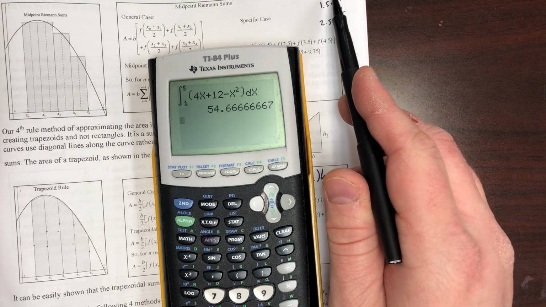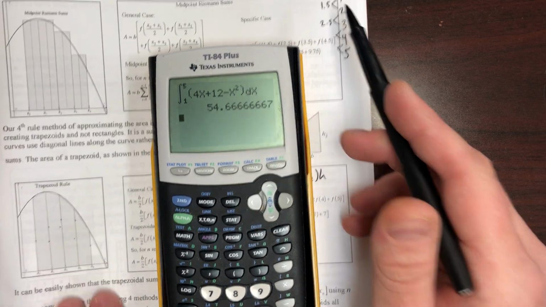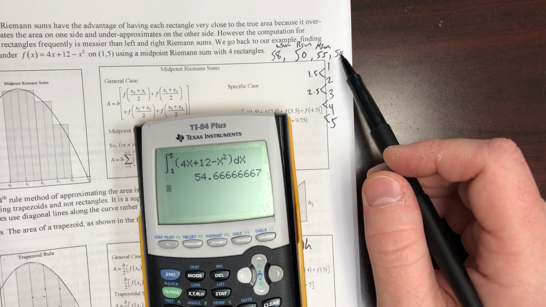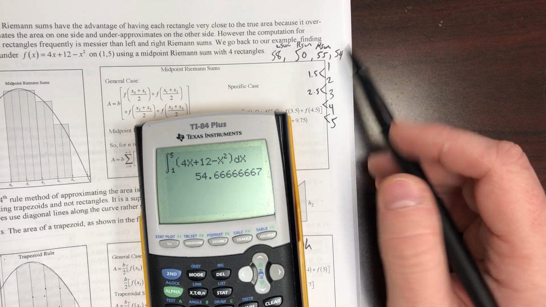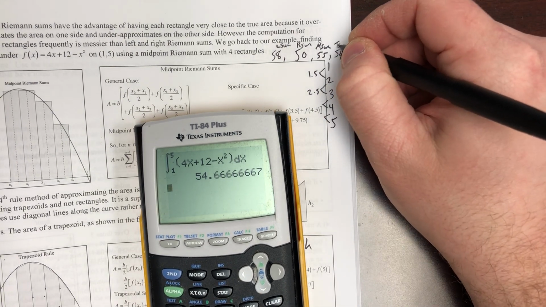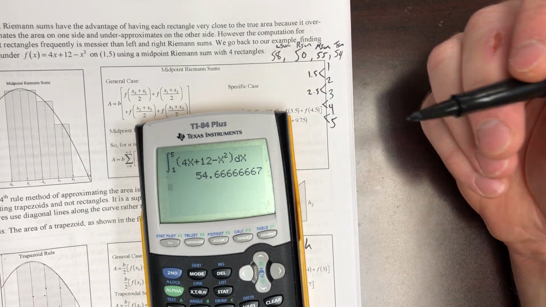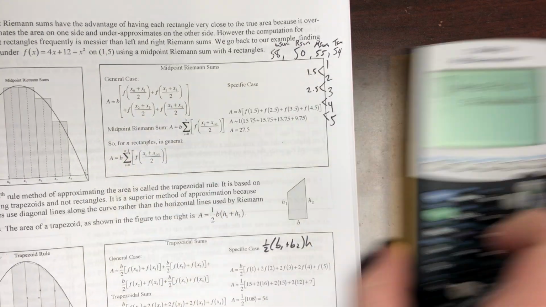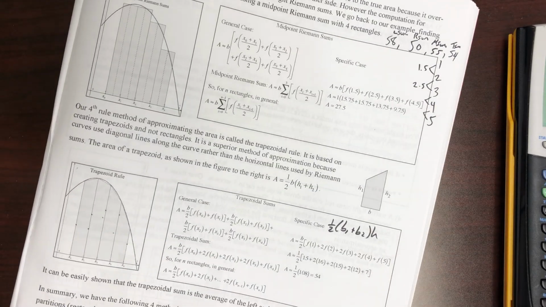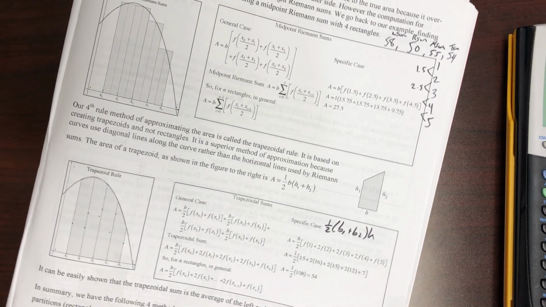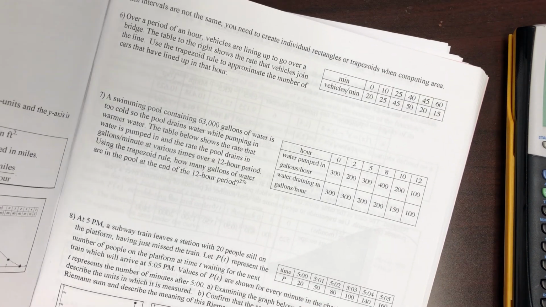So midpoint sum wound up being the closest out of all of them, but the trapezoidal sum, which we can call the t-sum, was really stinking close. So, yeah. This is all there is to Riemann sums in general.